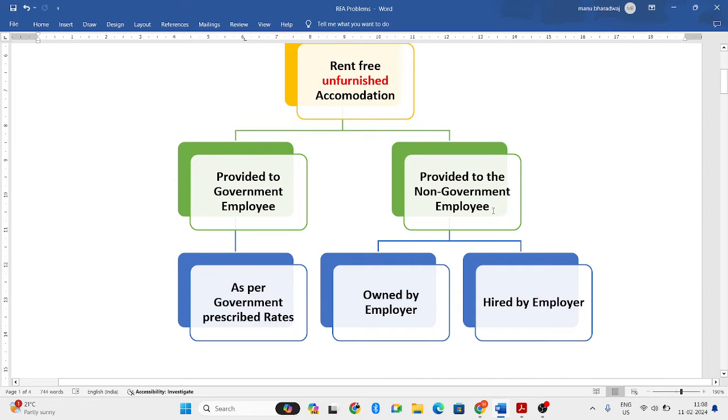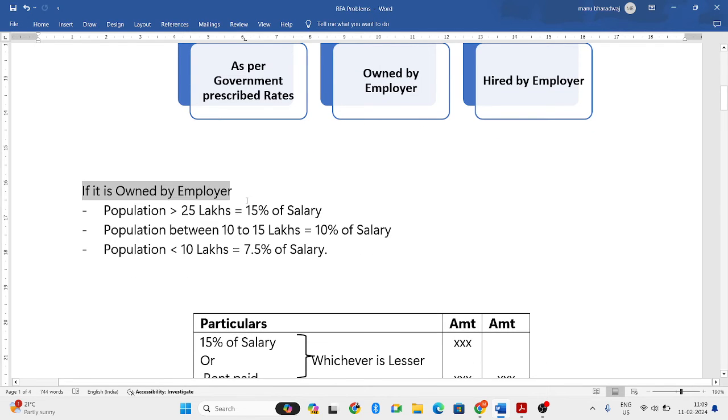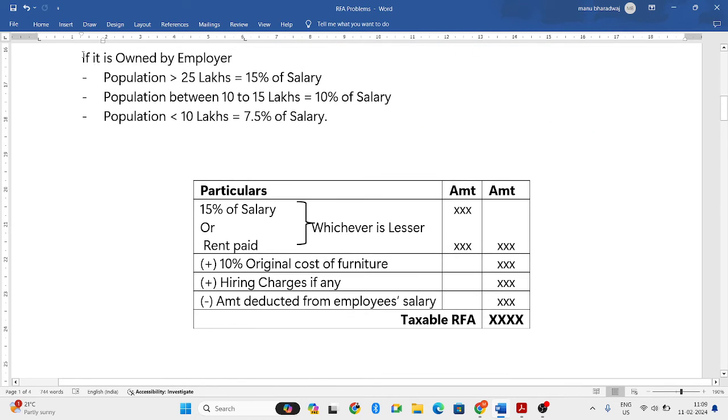Suppose it is provided to a non-government or private employee, again we have two categories. If it is owned by the employer, that is, whatever building they have given, the building owner is the employer only, meaning it is in the company's name, then we will follow this particular format. What does that format say? They will give the place at which the rent-free accommodation was given.